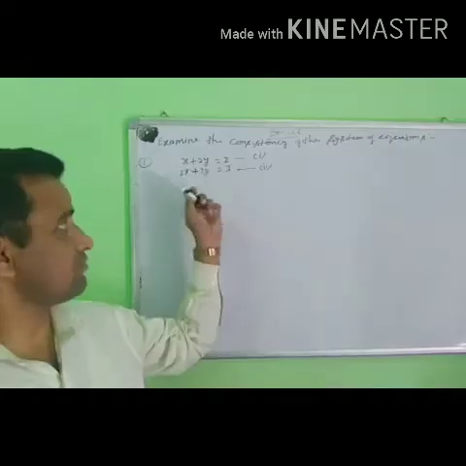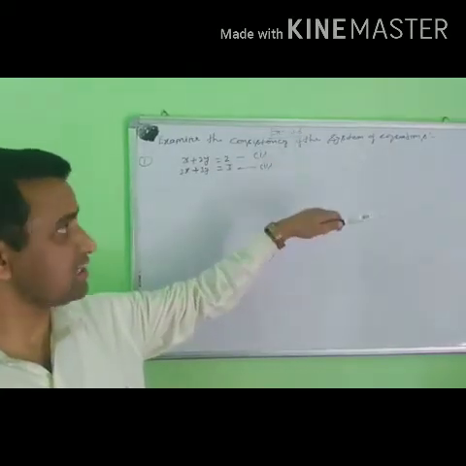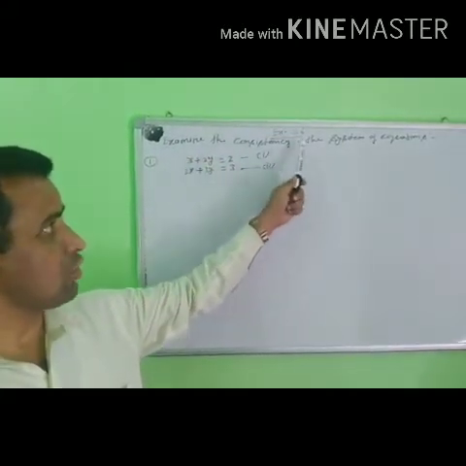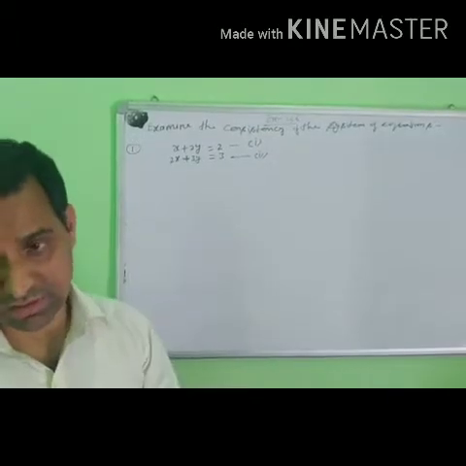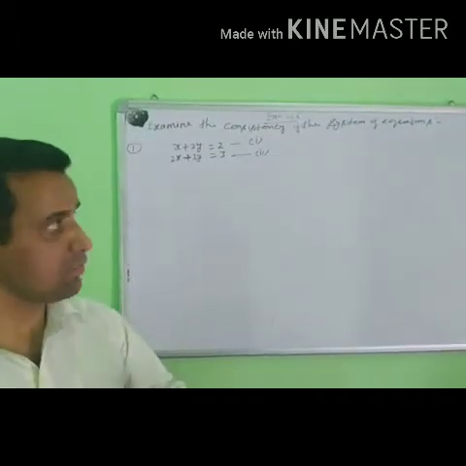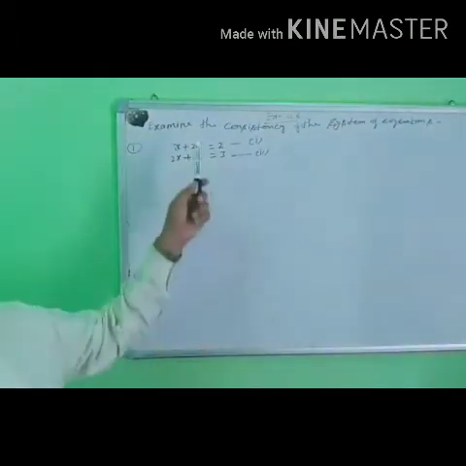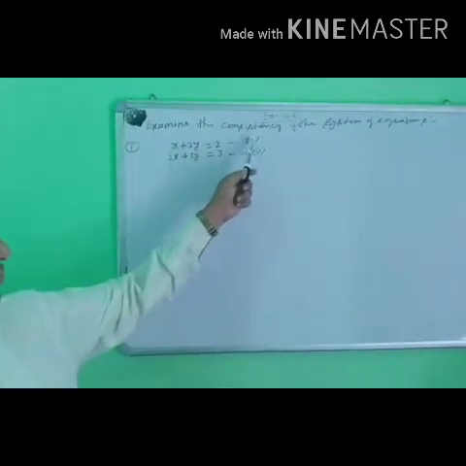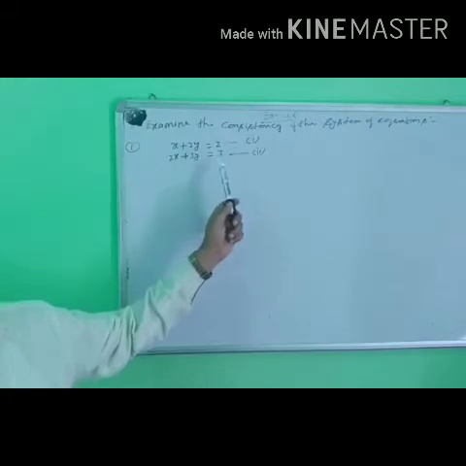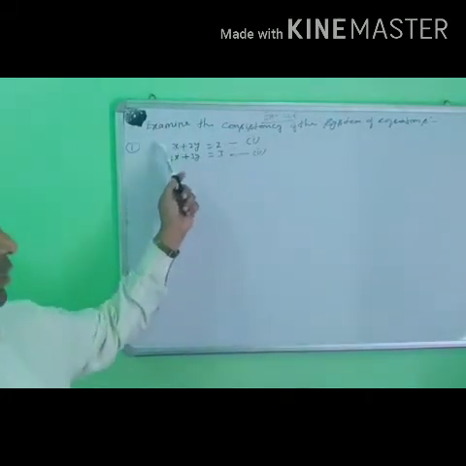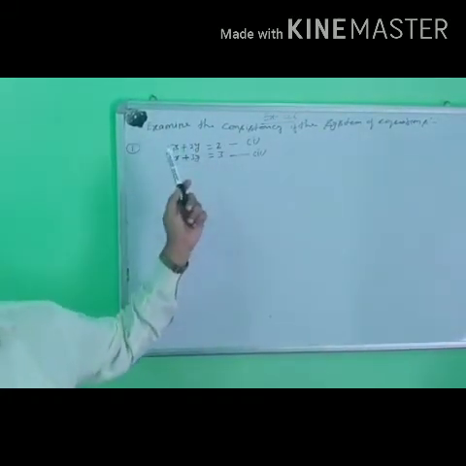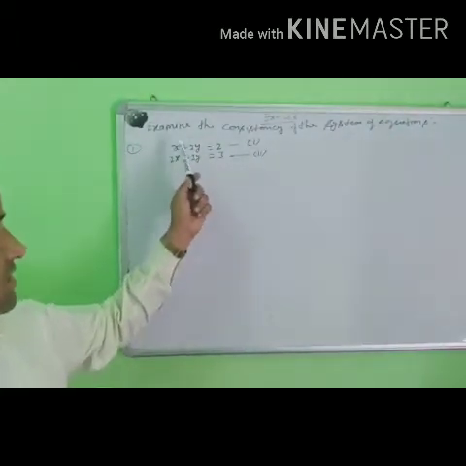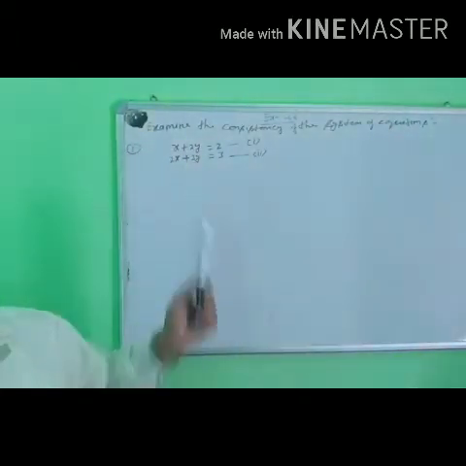So this is your theoretical part. Now exercise 4.6 from the NCERT book. First question: examine the consistency of this system of equations. How to check this system of equations? I am taking a 2 into 2 order matrix here, since there are two equations, and only two variables, x and y. We will check whether this system of equations is consistent or inconsistent.